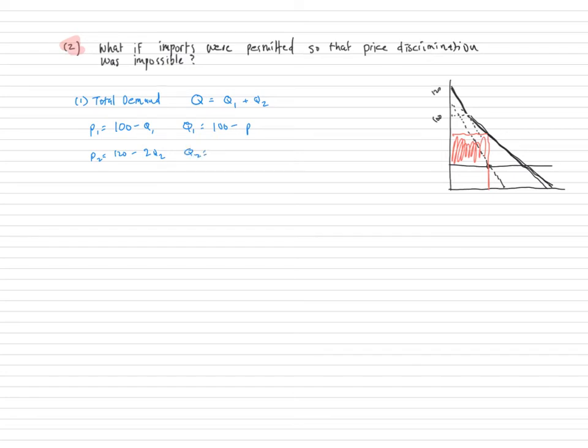And Q2 is going to be equal to 60 minus 0.5P. Now if I put these together, total quantity is equal to 100 minus P plus 60 minus 0.5P, which is equal to 160 minus 1.5P. So now we have the total demand curve for the entire world, country 1 plus country 2. But then we want to find the marginal revenue curve, so you can set that equal to marginal cost and find the optimal profit maximizing quantity.